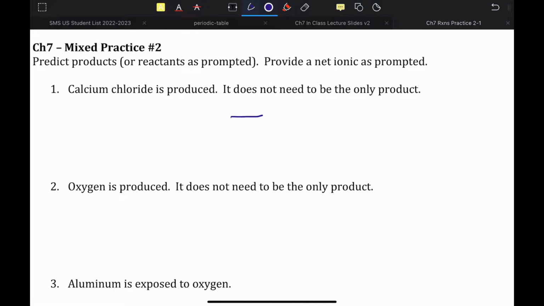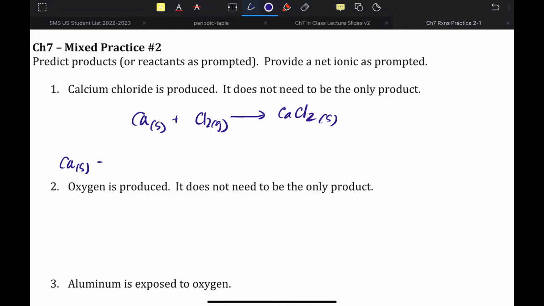Number 1, the formation of calcium chloride. So we would think to ourselves, calcium chloride's ionic, made of 2 elements. Synthesis, taking 2 elements, is the simplest way to make it, right? Take some elemental calcium, elemental chlorine, and make some calcium chloride. Alternatively, we could make it using one of our other types of reactions, right?